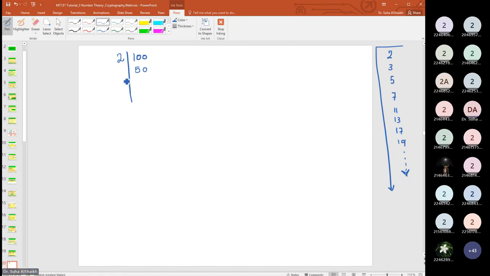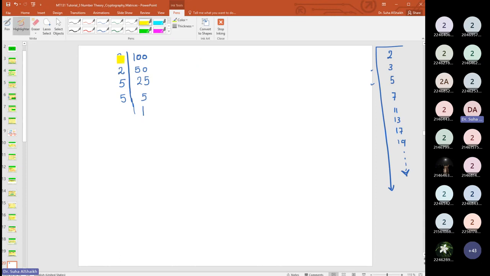Okay? Is the 50 divisible by 2 again? Yeah, the 50 is divisible by 2, and the answer is 25. Is the 25 divisible by 2? No. So I have to check the next number, which is 3. Is the 25 divisible by 3? No. So I have to check the next, the 5. Divisible by 5? Yes. And the result is 5. 5 is divisible by 5, and the result is 1. Whenever we reach 1, we stop, and this will be my prime factorization.